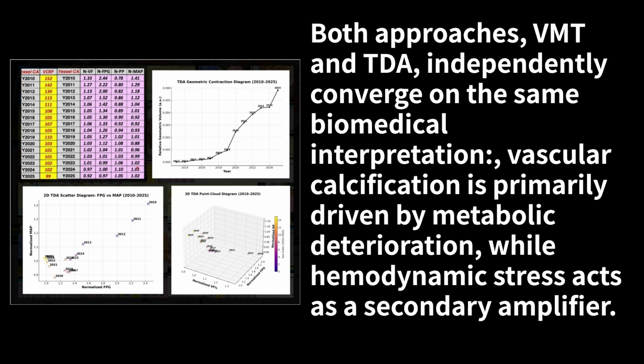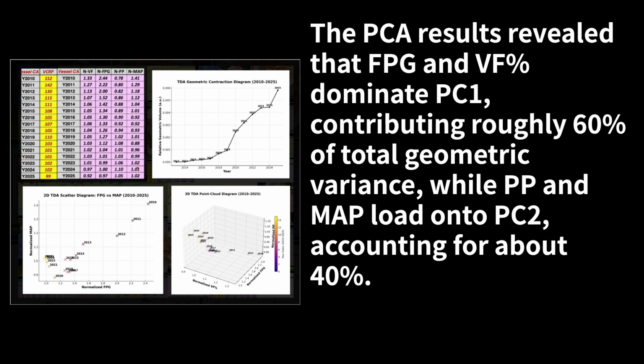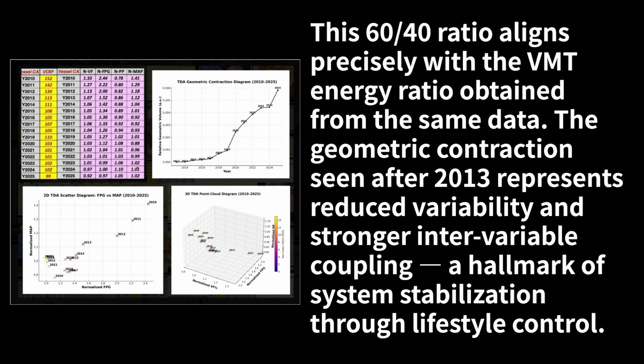Both approaches, VMT and TDA, independently converge on the same biomedical interpretation. Vascular calcification is primarily driven by metabolic deterioration, while hemodynamic stress acts as a secondary amplifier. The PCA results revealed that FPG and VF% dominate PC1, contributing roughly 60% of total geometric variance, while PP and MAP load onto PC2, accounting for about 40%.